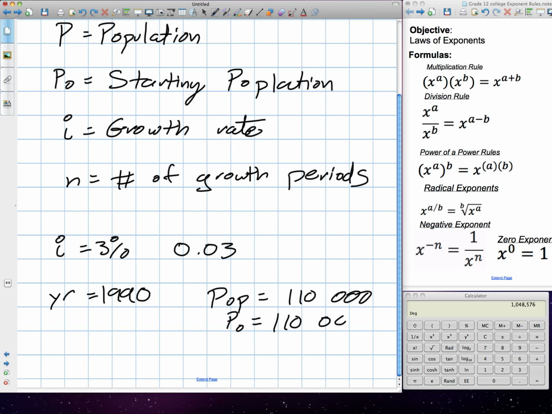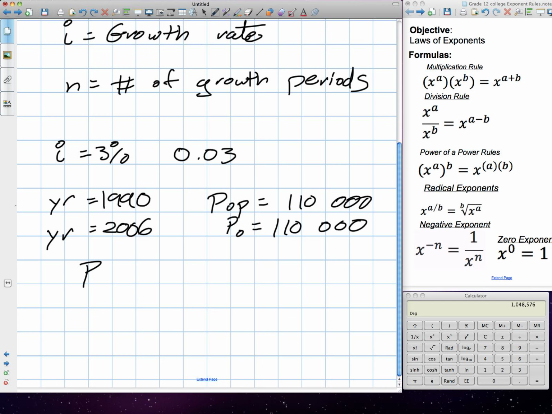And the question is going to ask us, what is our population in the year 2006? So let's go to our formula. We have to solve for P, that's our population. P naught, we know what it is. I'm just going to rewrite the formula out. So we're solving for P. Starting population is 110,000. 1 plus the growth rate, 0.03.